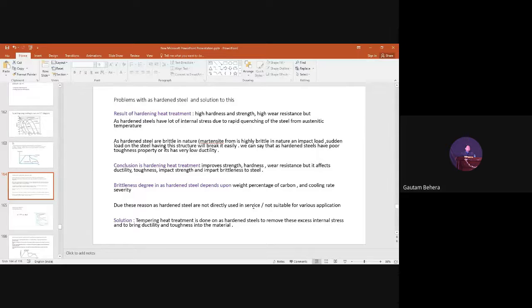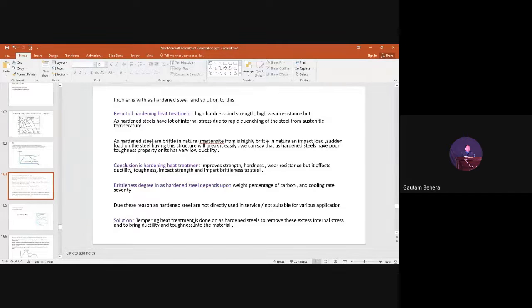So many times people ask, suppose you are doing hardening of a steel, can you use that steel directly in the application or in service? The answer is no. We cannot use the steel just after hardening heat treatment, because it has a lot of internal stresses inside, and the material is brittle. If there is sudden loading or impact loading, it will break easily, right? So that is the main issue we have. But our aim is to use that steel, obviously, right? So what needs to be done?